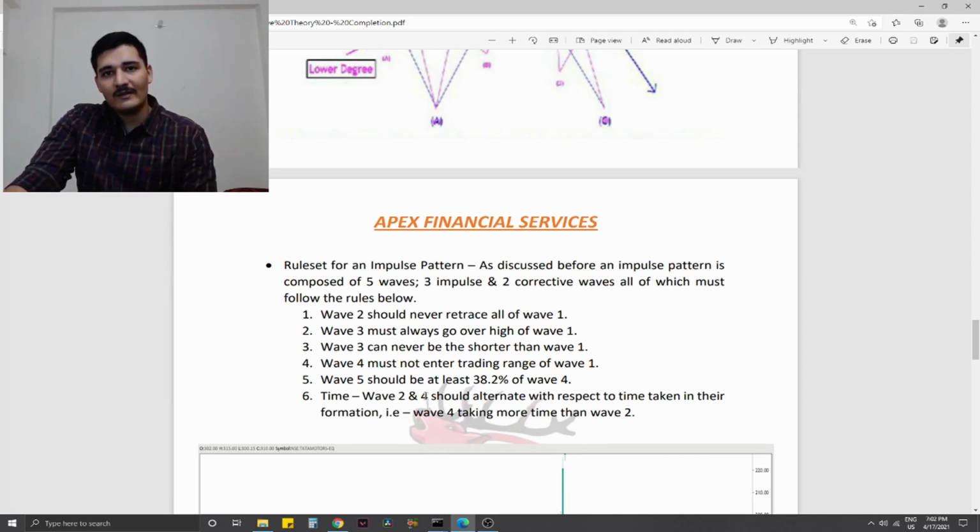Now there is also one simple rule correlating time, which connects the second wave and the fourth wave, that they should alternate with respect to time taken in their formation, or in simple words, ideally the fourth wave should take a longer time in forming than the second wave, both being corrective waves.